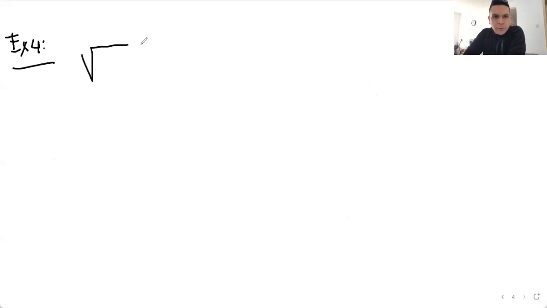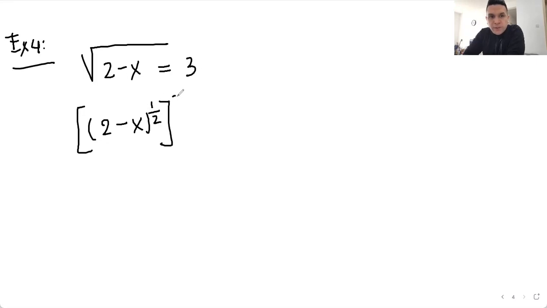We got this square root of 2 minus x equals 3. So what operation can we perform to get rid of that square root? We can square everything, right? Because this is the same as 2 minus x to the 1/2. So if I square this, you see how these two will become 1, not cancel each other out. If you multiply 2 times 1/2, you get 1. And that's what I need to do.